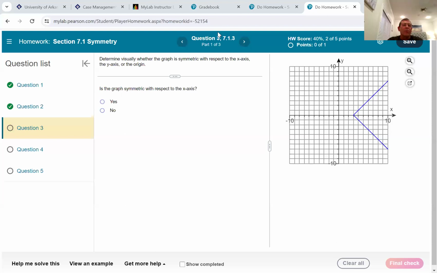See how it sort of folds on top of each other? It looks like the chat's hitting them up. Yeah, that top half, if I fold it over, it will definitely land on the bottom half. So it's definitely symmetric to my x-axis.